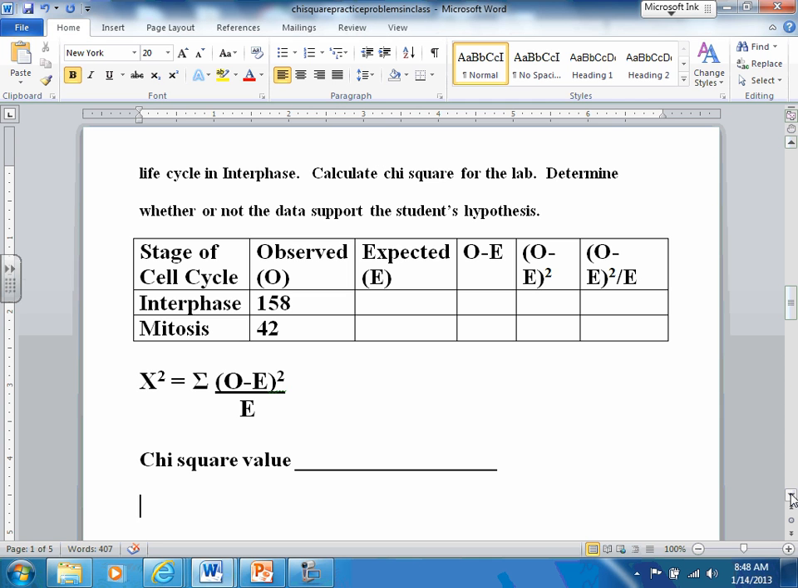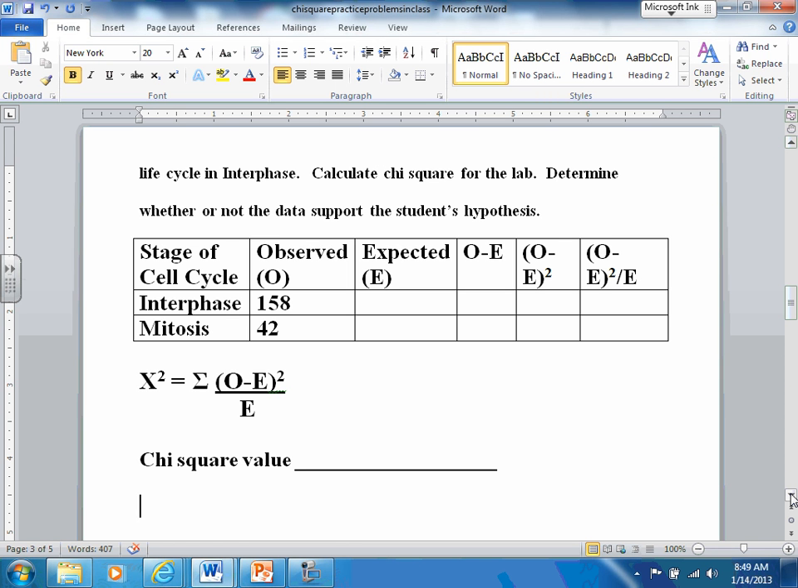Okay, now the student counted 100 cells and just categorized them as interphase or mitosis. Didn't break it up into prophase, metaphase, anaphase, telophase. Just interphase versus mitosis. And here's what they actually got when they counted them. Now that student's hypothesis was that 70% of the cells should be in what? Interphase, and 30% should be in mitosis. So how are we going to get these expected numbers?